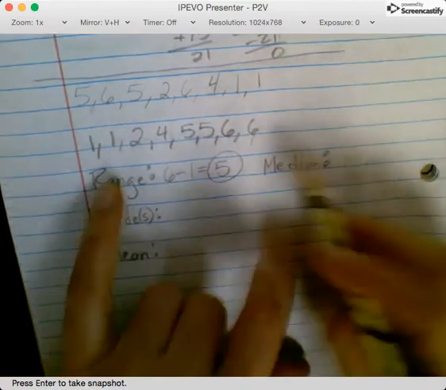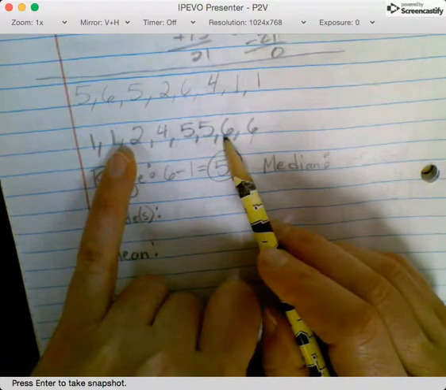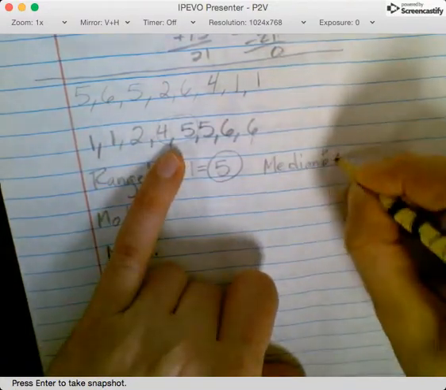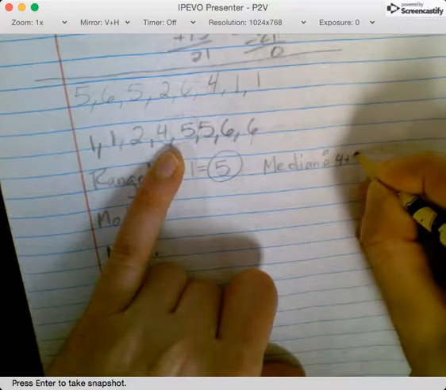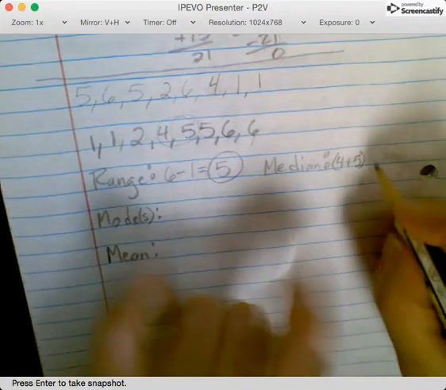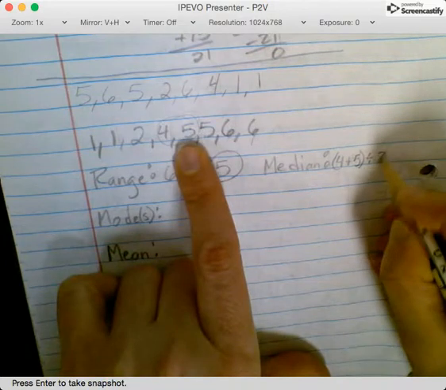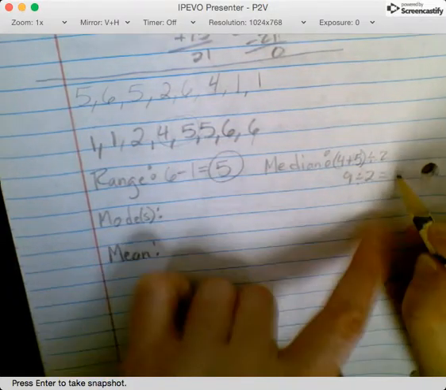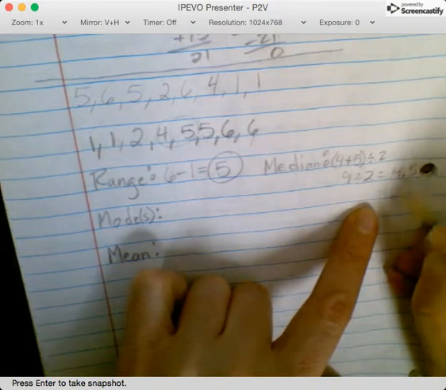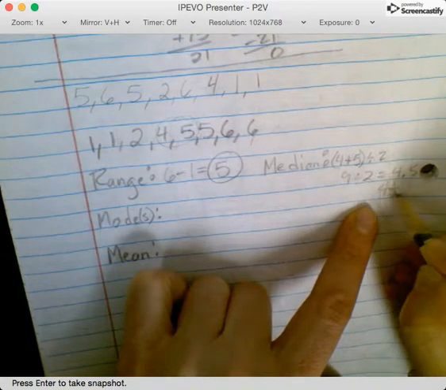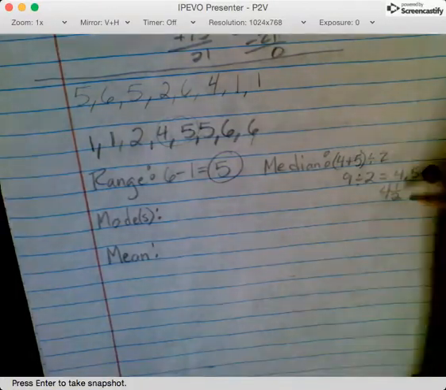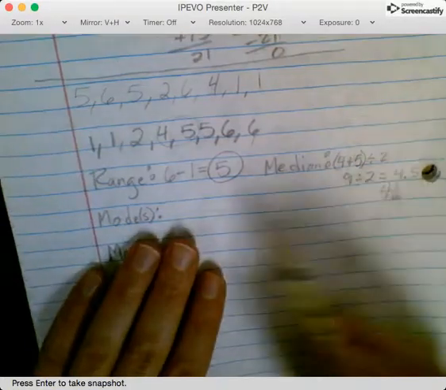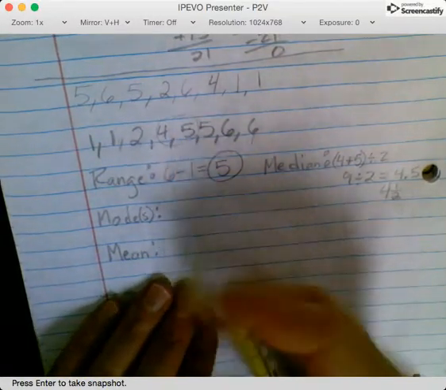My median is my middle number. 1, 2, 3, 4. So now I have two numbers in the middle. That means I add them together and then divide by however many there are, which is 2. So that would be 9 divided by 2. And that would get me either 4.5 or 4 and a half, depending on how you want to notate it. Either one of those means the same thing. Okay, so you add them together, divide by 2 if you have two numbers in the middle.